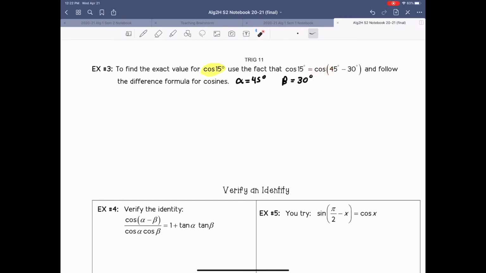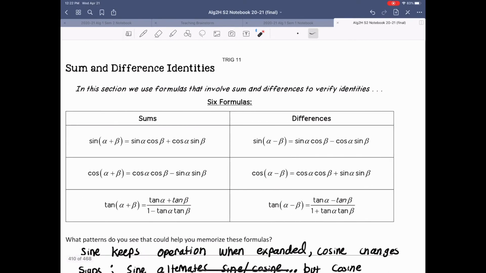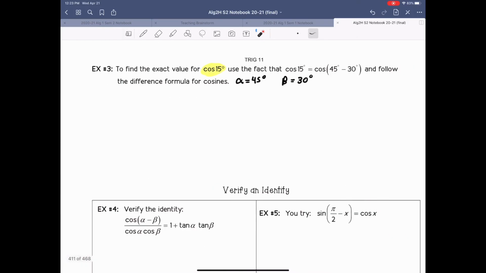So if I have the cosine of one angle minus another, that's going to be this formula right here. Cosine of alpha minus beta equals cosine of alpha, cosine of beta, plus sine of alpha, sine of beta. Remember when it comes to cosine that we change the sign when we expand the operation and we group cosine as cosine, cosine, sine, sine. All right? So let's go ahead and break it up into the formula.